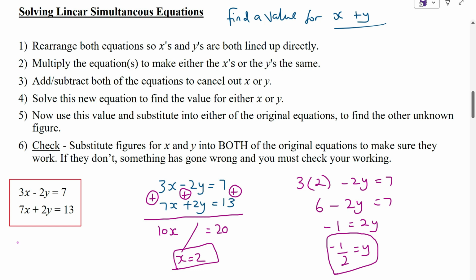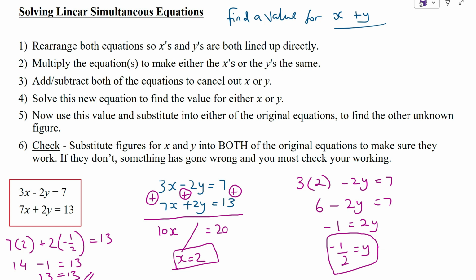Okay, so now let's sub in these values to the second equation. That's minus half. Minus 1. And that works. So now we are sure that x equals 2 and y equals minus a half.